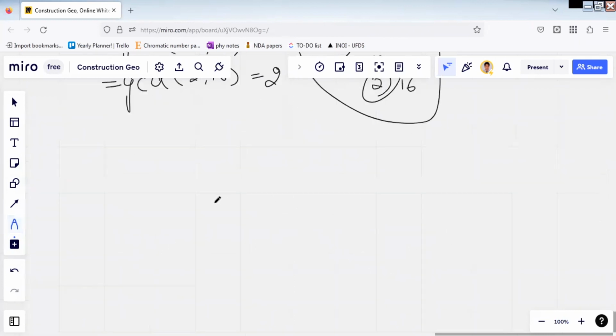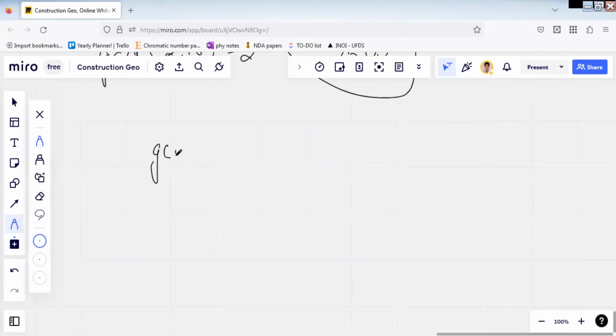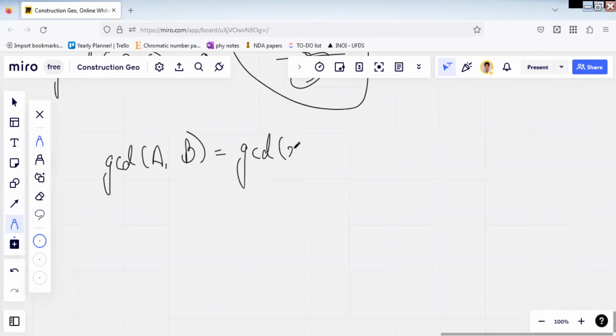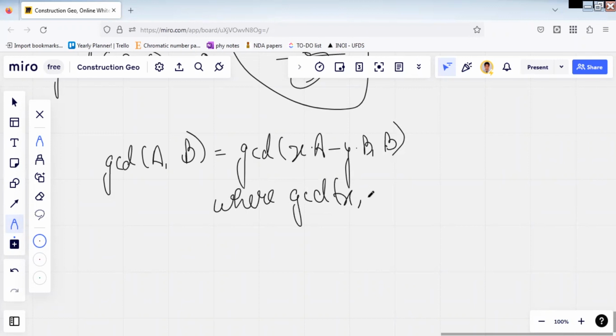So what that means is basically GCD of A, B is the same as GCD of A, x times A minus y times B, where GCD of x, B should be kept 1.